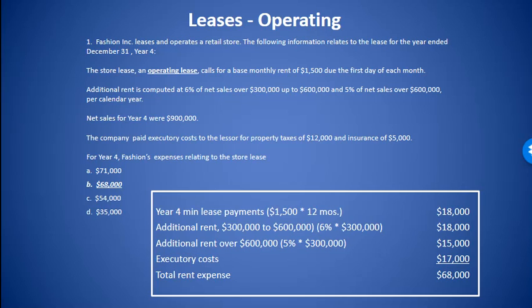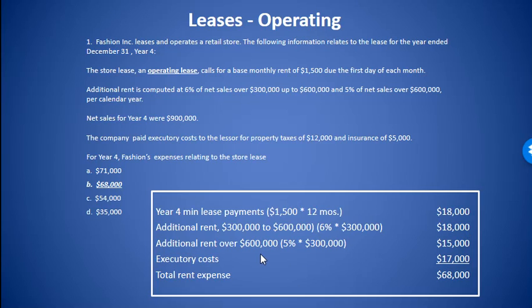in this case the answer would be B, $68,000. And we can list these by our year 4 minimum lease payments were $1,500 a month times 12 months. That equals $18,000. Additional rent that we have to pay based upon that surcharge is going to be between $300,000 and $600,000. We're going to have to pay 6% of our rent. So that's 6% times that $300,000 gap, $300,000 to $600,000, $18,000.